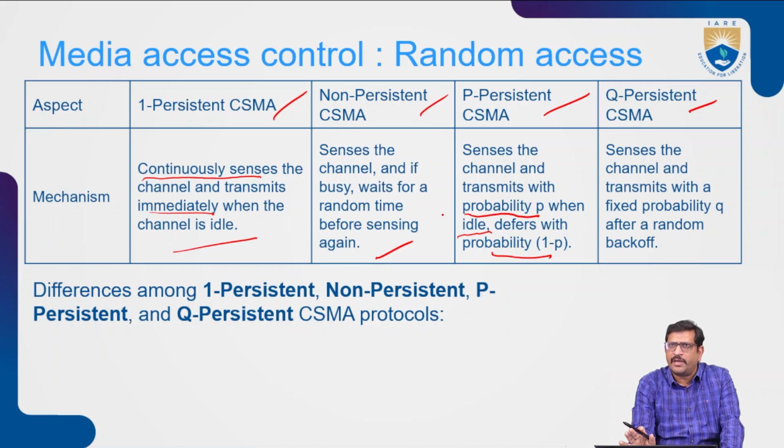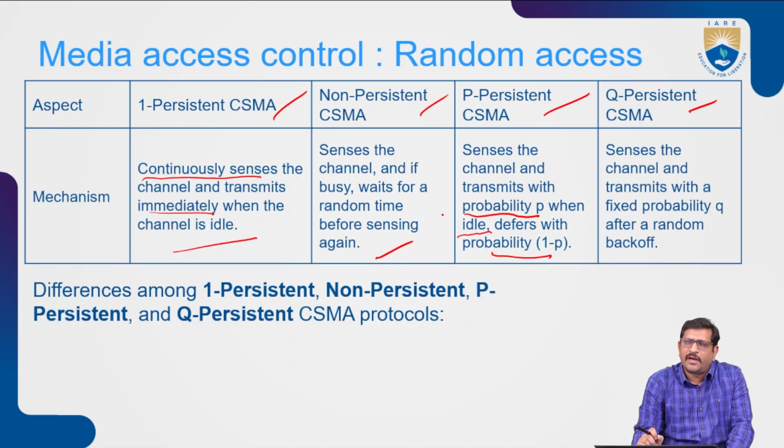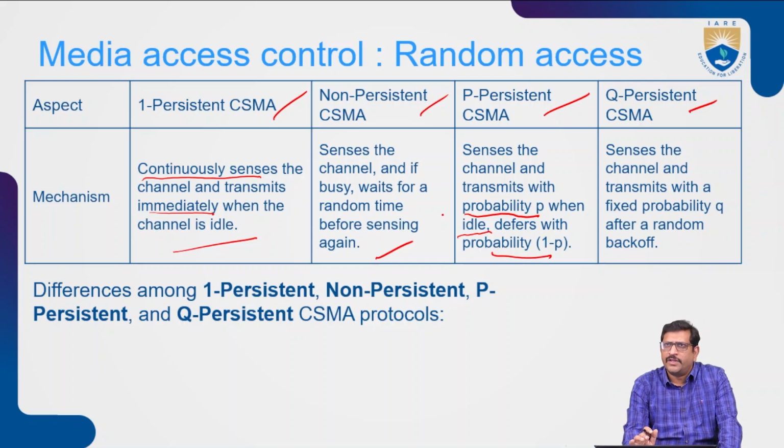Then q-persistent CSMA. Q-persistent CSMA also senses the channel. All persistent CSMAs sense the channel. If the channel is available, the connection is established and communication can proceed. It tries to resolve collisions and data loss. In q-persistent CSMA, transmission happens with a fixed probability, after a random back-off, and by considering that fixed probability, data will be transmitted.